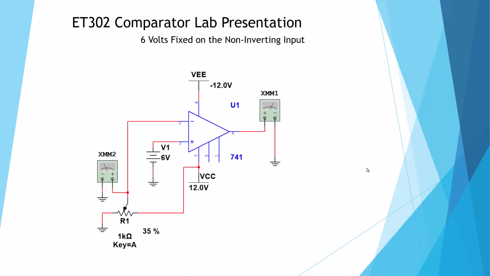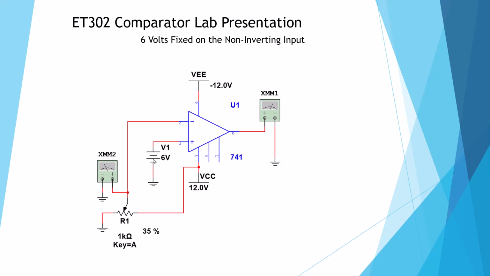Hello, this is the presentation for the ET302 Comparator Lab. What I have here is a Multisim diagram, a circuit, of a comparator using a standard 741 op amp. Since we have no feedback on this device, we're going to use it as a comparator.